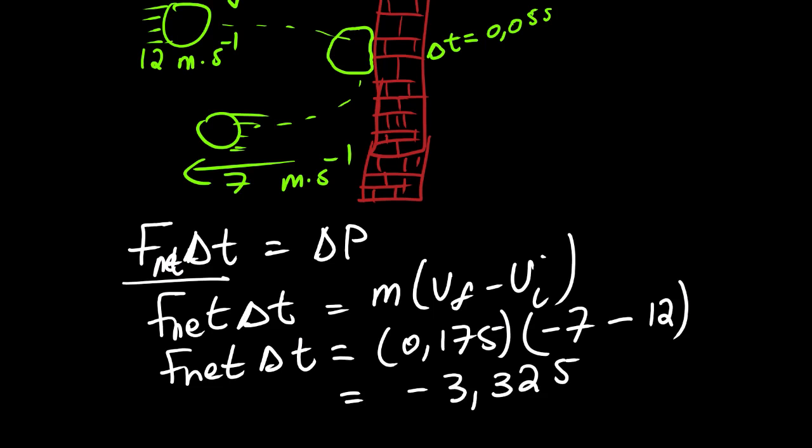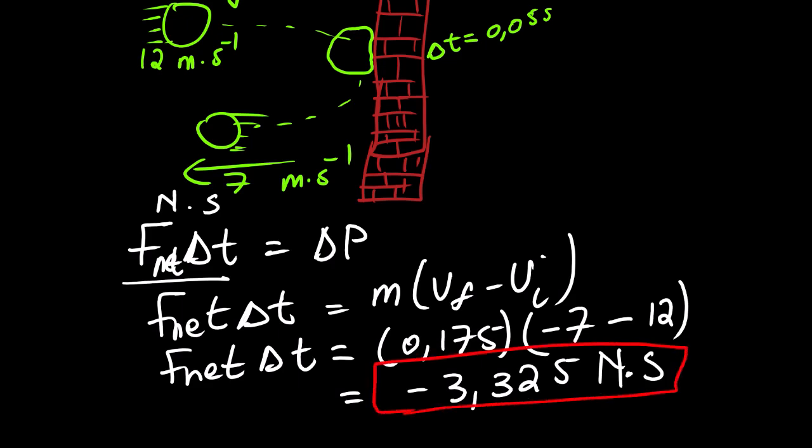Now, what is the SI unit of impulse? It's the combination of force, which is Newton, and time, which is seconds, so it's Newton second. Not Newton per second, it's Newton second. You can see that the impulse is also a vector.